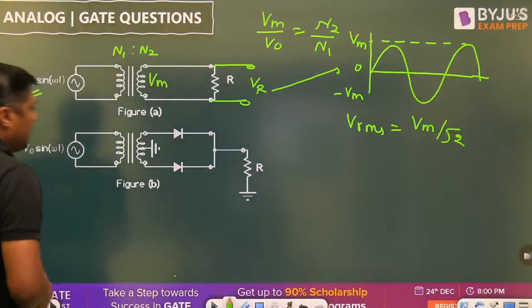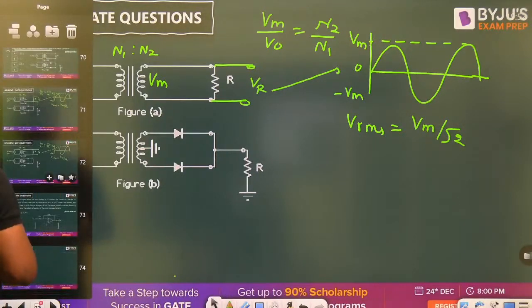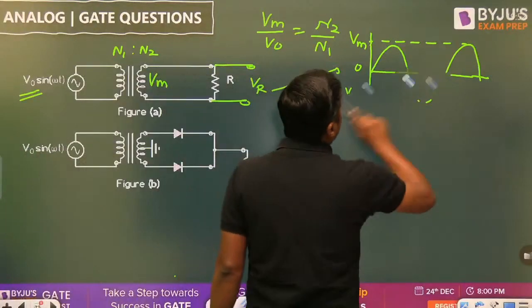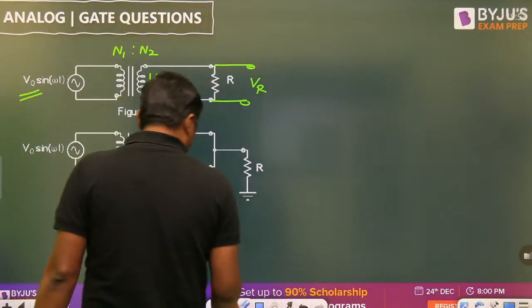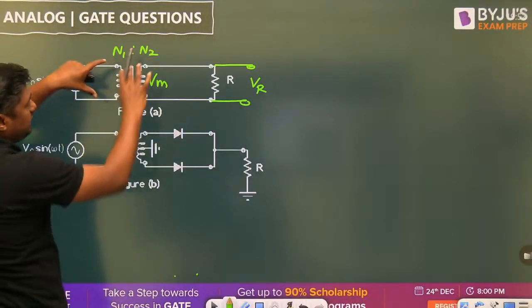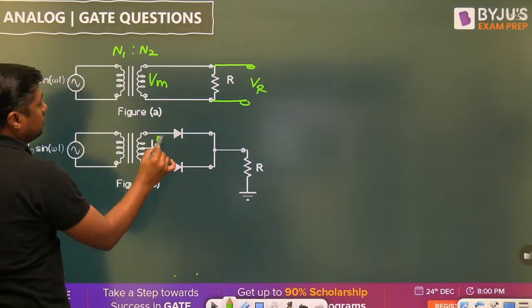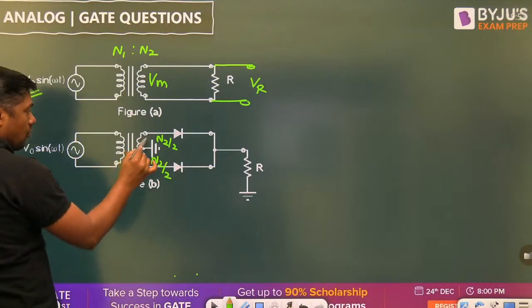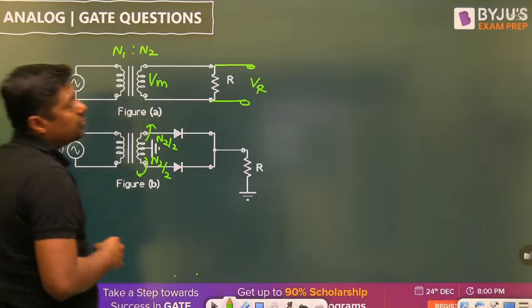Now the second diagram. In the second diagram, it is a center tapped transformer. If it is a center tapped transformer, then what will be the turn ratio? Here it is the same transformer, but center tapped. So if it is N2, then it will become N2 by 2. So what is the voltage at this end? It will become Vm by 2.